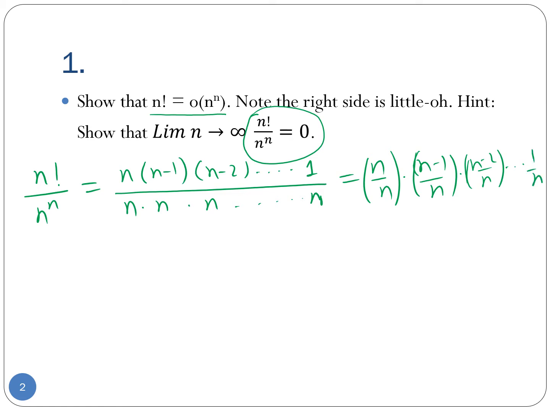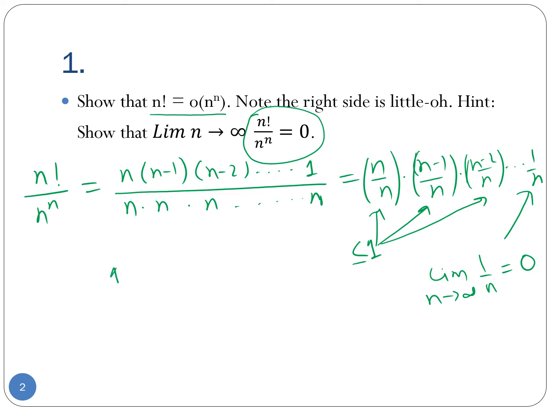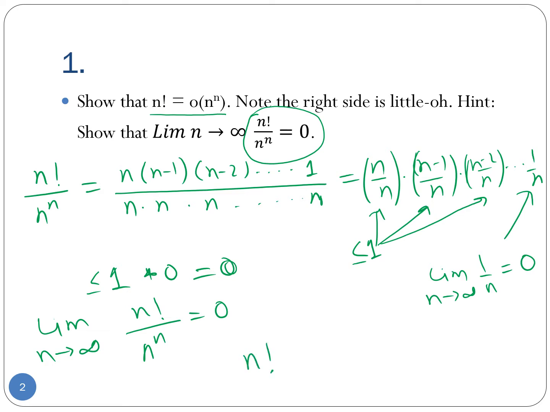Notice that each of these terms is less than or equal to 1, and this last term, as n tends to infinity, 1 by n is actually 0. So in this expression we have some number less than or equal to 1 multiplied by 0, which is equal to 0, and therefore the limit as n tends to infinity of n factorial divided by n to the power n is equal to 0. This proves that n factorial is in fact little o of n to the power n.